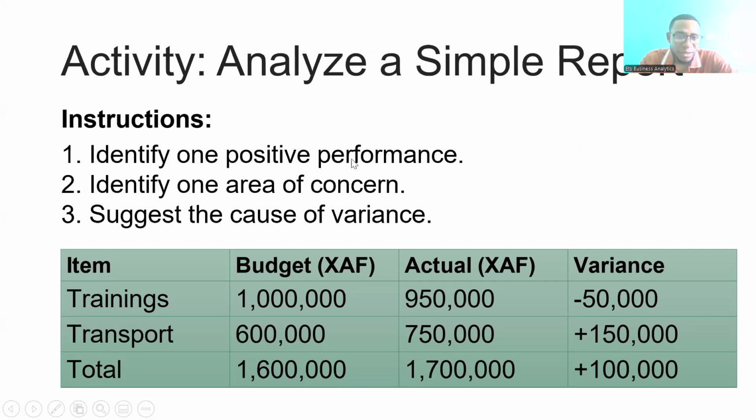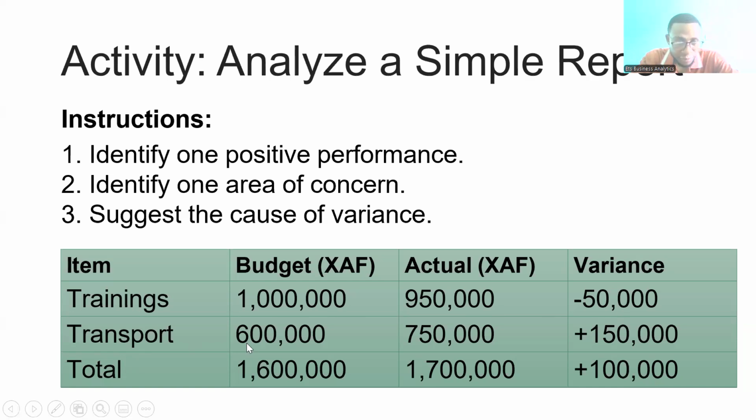So identify one positive performance, identify one area of concern, and suggest the cause of the variance. Let's look at performance. We have trainings here. We have a budget of 100,000 and then we actually spend 950. So we have a variance of 50. All right. Well, so this is 1 million, and we spend 150,000. So we have a gain of 50,000.